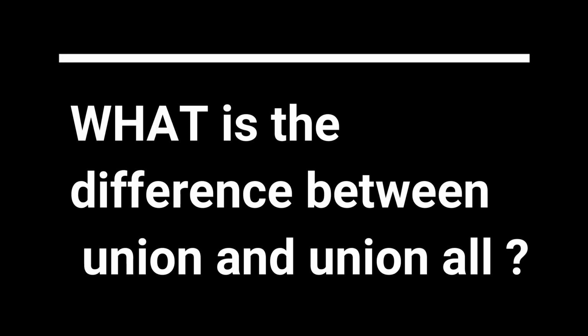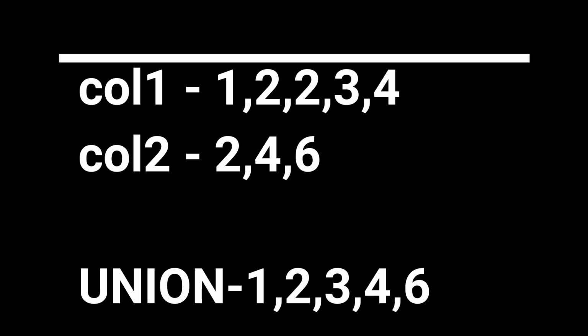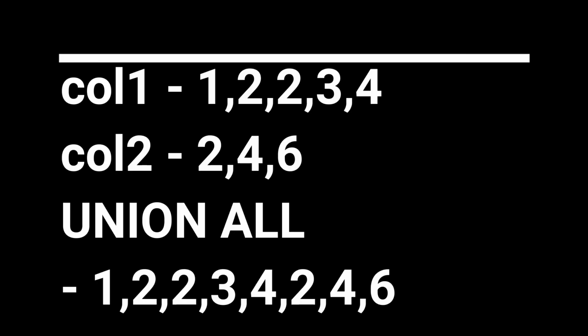What is the difference between union and union all? Union basically gives the unique output after combining the dataset and removing all duplicates, while union all simply combines the dataset but does not perform any removal.